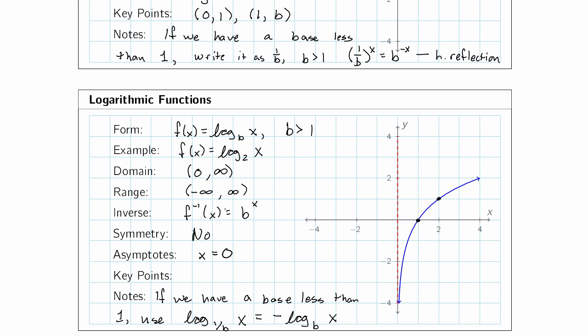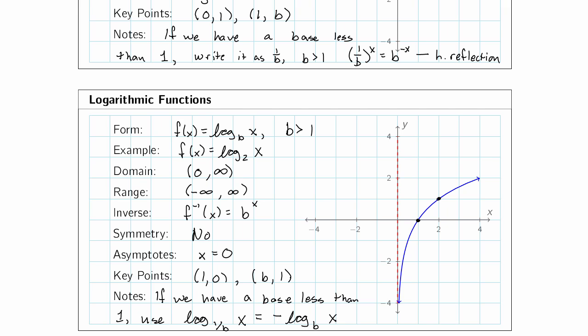When we go to graph a log function, we use 1, 0 and b, 1, where b is the base again, which you'll notice is the result of swapping the x and y coordinates of the key points that we used for the exponential function. Not a coincidence. This is the inverse of the exponential function.